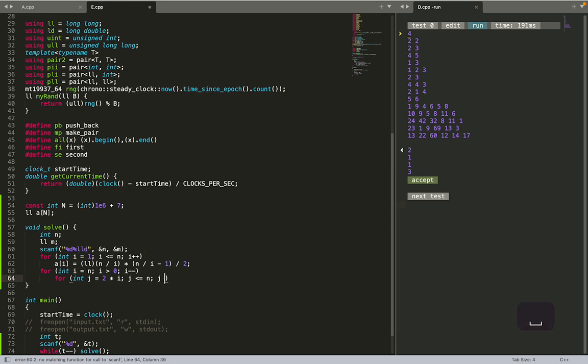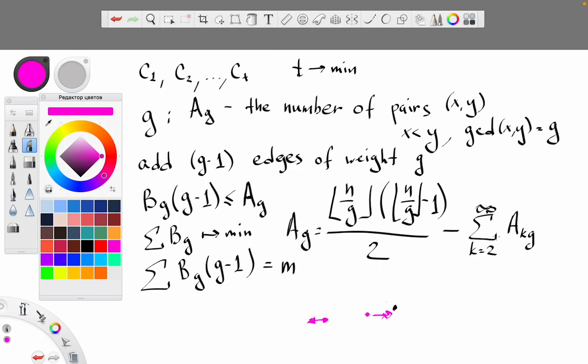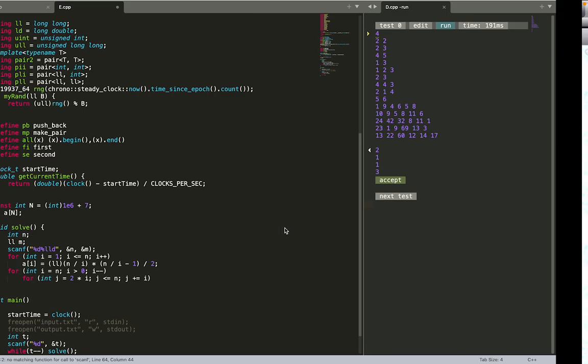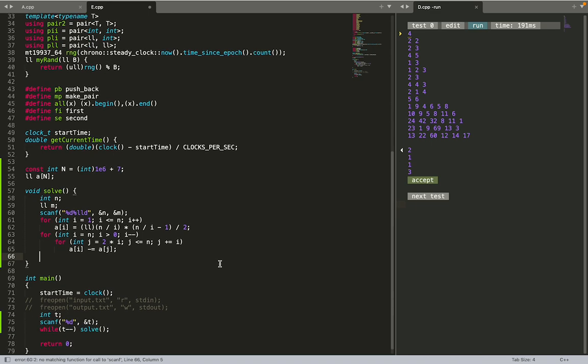Why I said that we can do it in n log n is because this couple of cycles work in n log n time, and despite that there is kind of an infinite sum, we know that for all the indices that are greater than n, this is just 0, so we only need to calculate the sum for k up to n divided by g, and this is exactly what I mean here. Well, this is all just standard stuff.